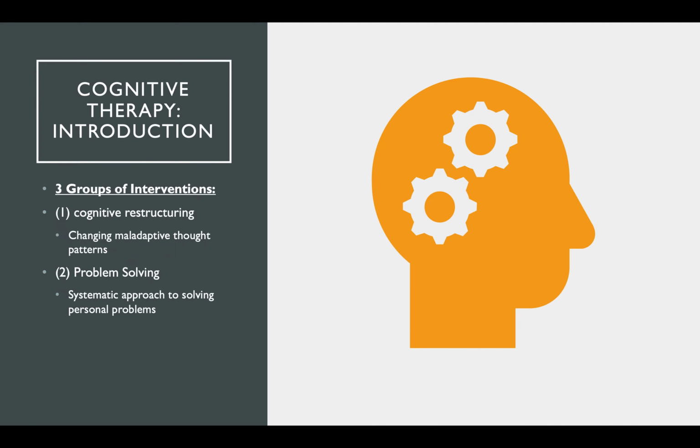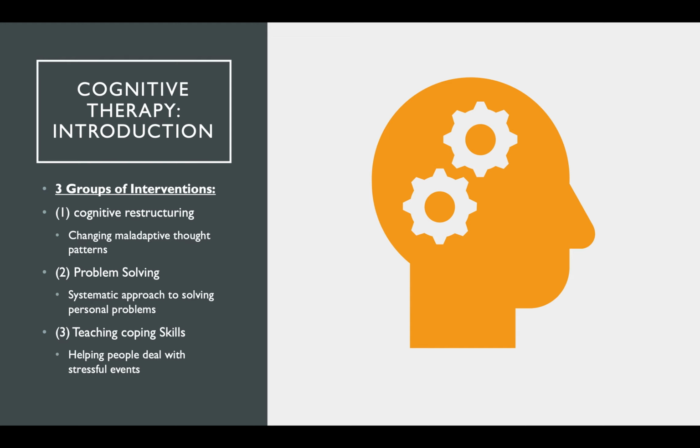All right, the second one is problem solving. So this is about helping the client come up with a systematic approach to solving problems. Like you build up pros and cons. Again, with the help of the client, you help the client come up with steps that they can take to solve their problems, whatever they are. And then teaching coping skills is another one.